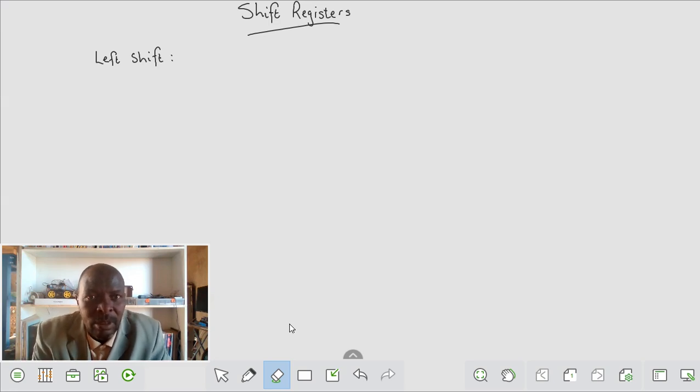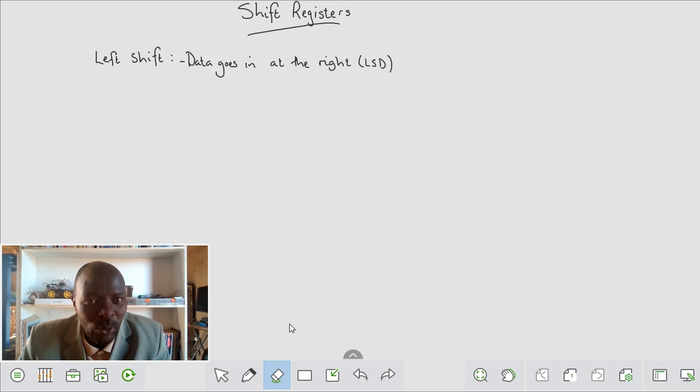Okay, welcome. Let's look at shift registers. Obviously, we'll start with the left shift. There are three things that you must note here. First of all, the data has to go in at the right. It has to go in at the LSD side, and it will obviously be the LSD.